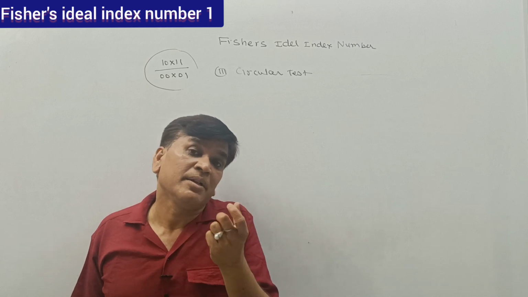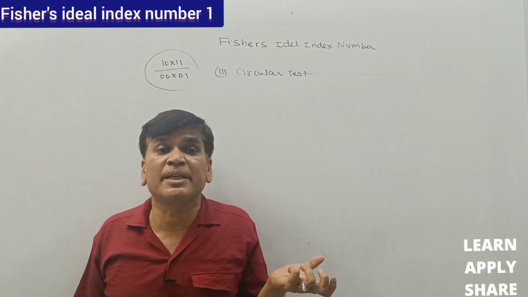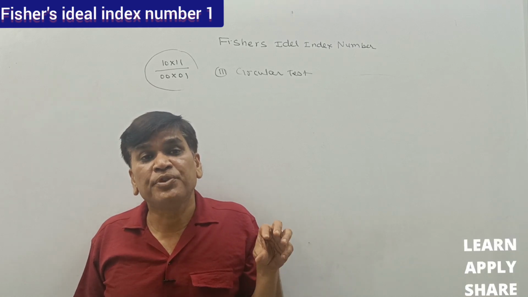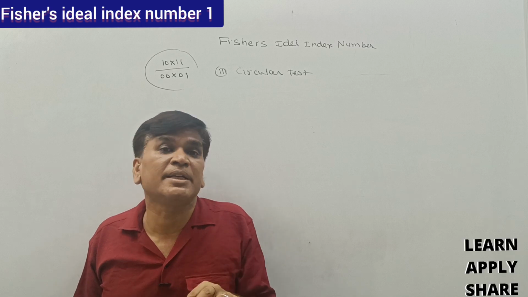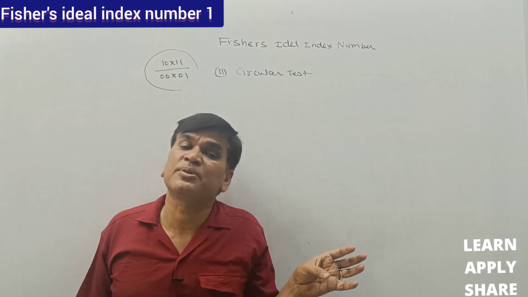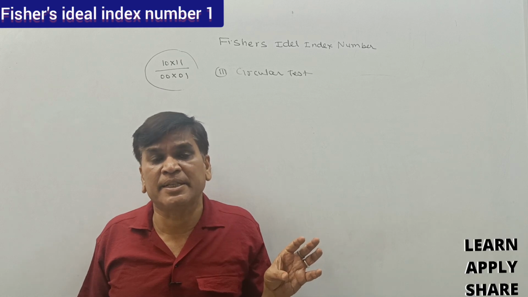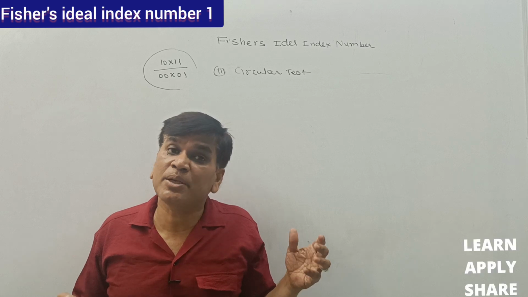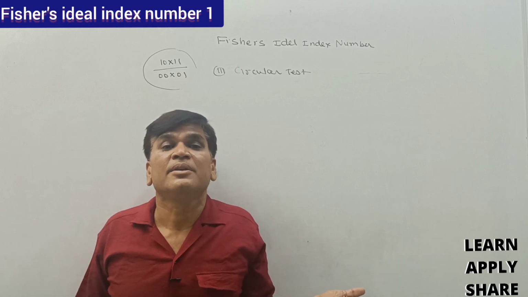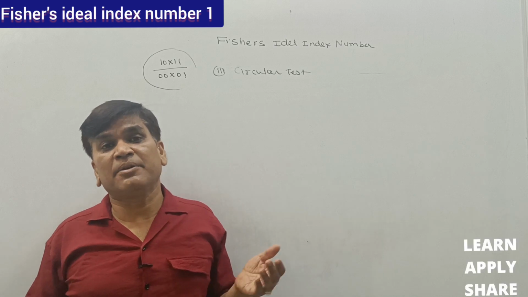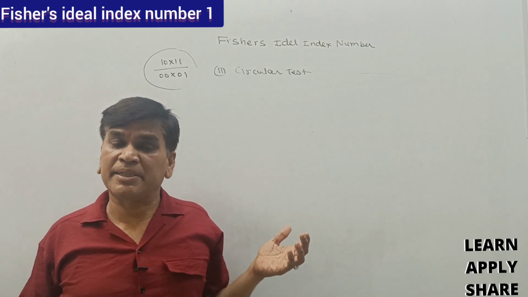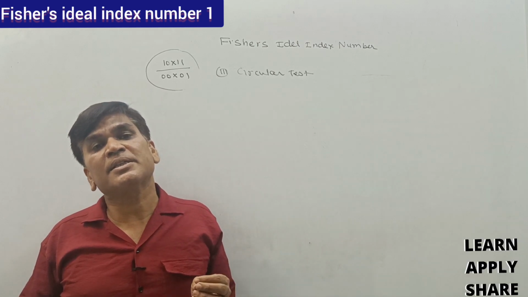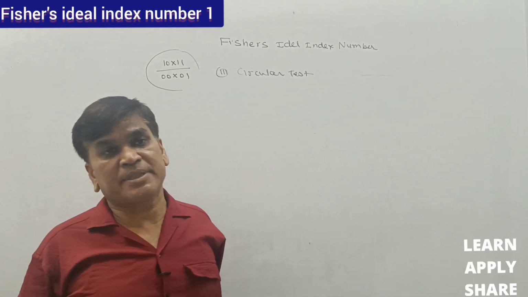So you may learn this for the NET also. When I gave the NET paper, I saw a question asking which of these tests does not satisfy the Fisher ideal index number. I answered that the circular test is not satisfied by the Fisher ideal index number. The rest of the students thought that since it is an ideal index number, it may satisfy all the tests available, so they chose the wrong answer, and I chose the correct answer. That's why I am explaining to you that the circular test is not satisfied by the Fisher index number.